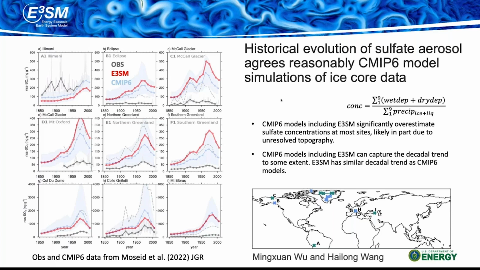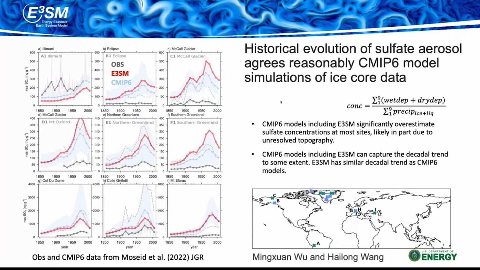So this example is showing a comparison against ice core data from Mosaid et al. And E3SM is shown in red, and you can see that E3SM falls well within the envelope of the CMIP6 models, which is the shaded gray area.